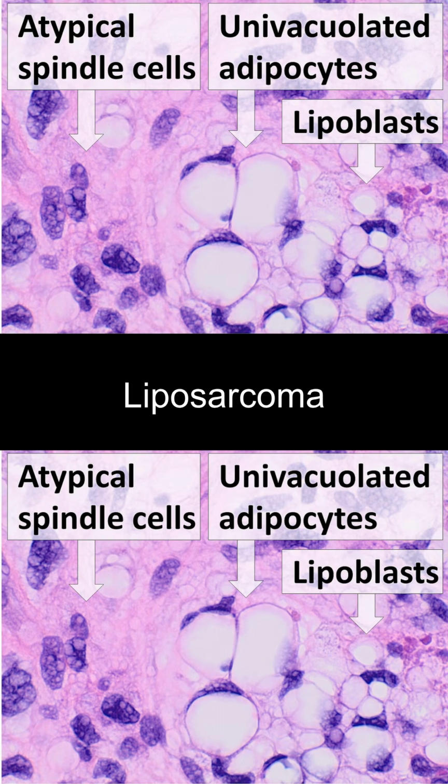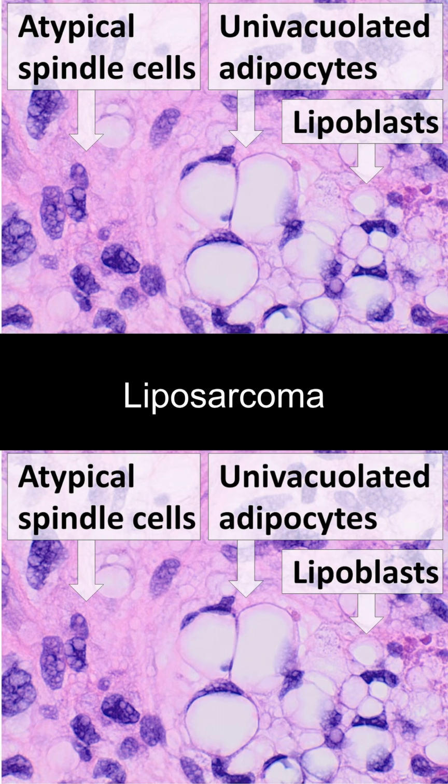Myxoid liposarcoma represents a separate entity characterized by a specific reciprocal translocation between chromosomes 12 and 16, producing the fusion protein known as fused-in sarcoma and cyclic adenosine monophosphate response element binding protein 3, like 2. This fusion product acts as an aberrant transcription factor that interferes with normal adipocyte differentiation. Microscopically, myxoid liposarcoma displays a prominent plexiform chicken wire capillary pattern and a gelatinous myxoid stroma rich in non-sulfated glycosaminoglycans.